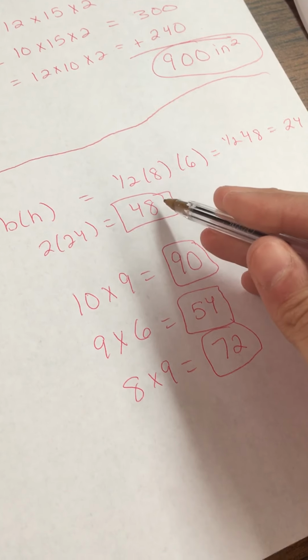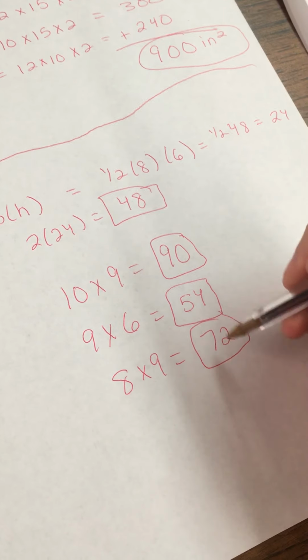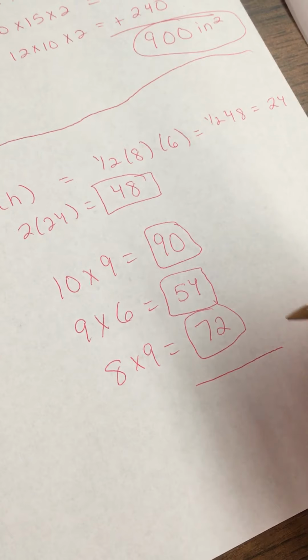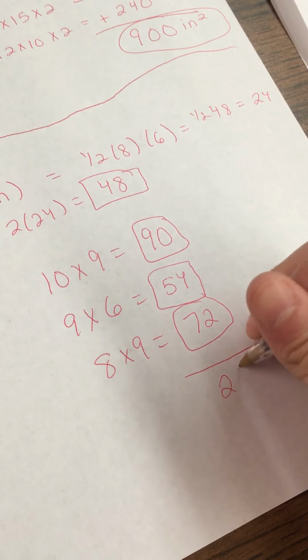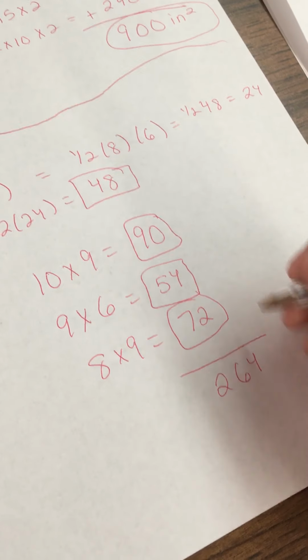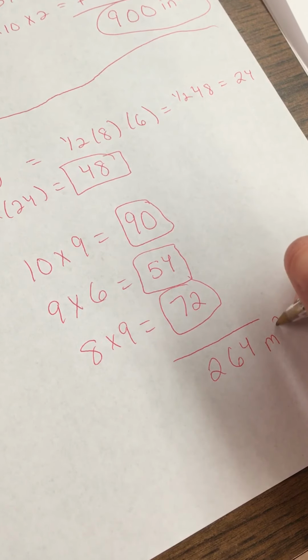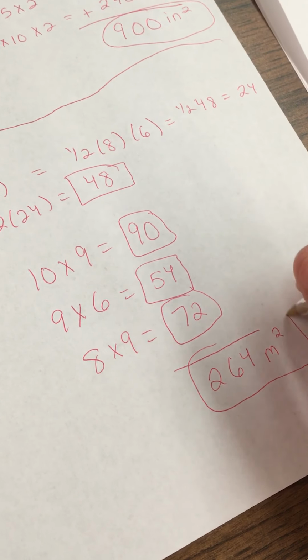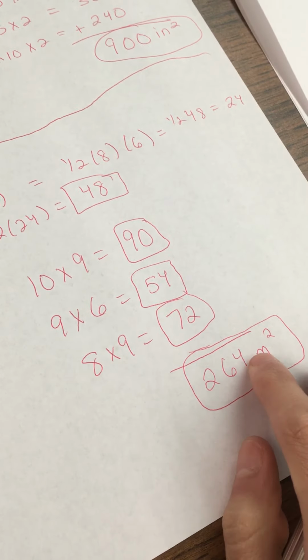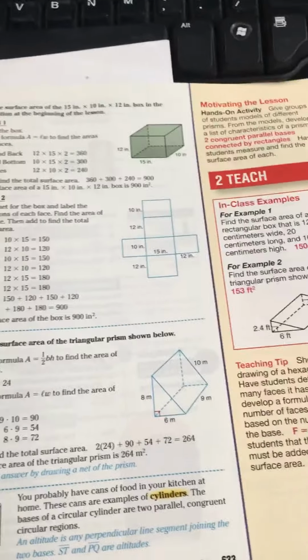We add all of these together, 48 plus 90 plus 54 plus 72 is 264, and they're dealing with meters squared. When you're dealing with surface area, okay, we're going to square our units, okay? So that's how you do example 1 and 2, okay?